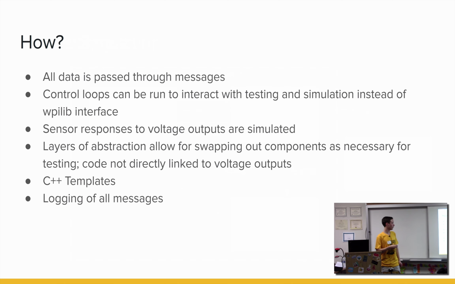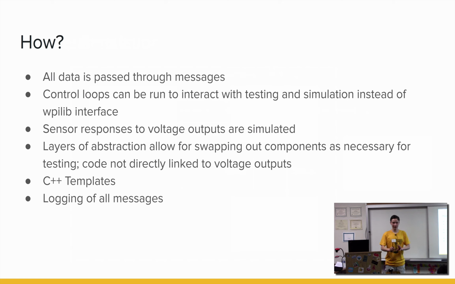So again, we use messages for all of this, and the control loops can be created to run with a sample plant system rather than a real robot. And one of the other things we use very heavily are C++ templates, and this allows us to swap out different classes with each other.